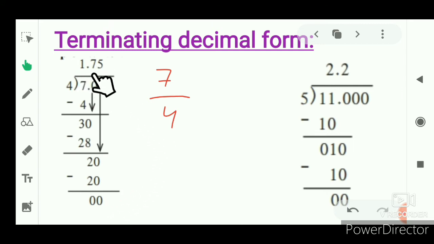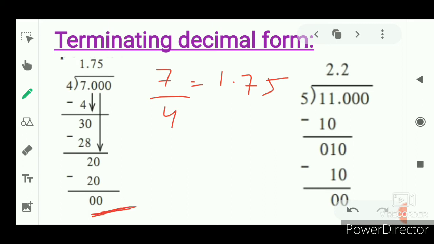1.75 is the decimal form of 7 by 4. 1.75 is the decimal form of 7 by 4. And here the division is finished.